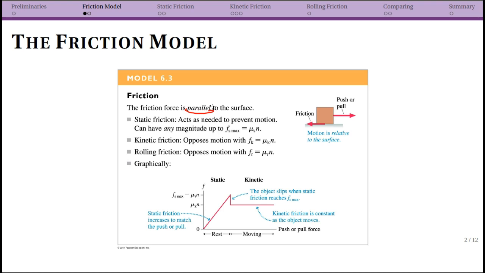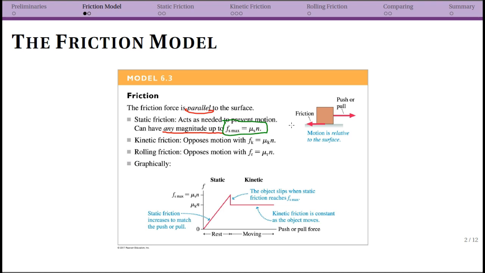Then we have three types of friction, and the first is static friction. This is where the biggest simplification is coming in, in a way, in that we just say that static friction acts as needed to prevent motion. This is a little tricky to think about. If you understand what's happening microscopically, this might make more sense, but we are saying that this can have any magnitude up to a certain value. We're going to calculate this. This is going to be the equation we use for static friction, but it's really important to recognize that that is a maximum value.